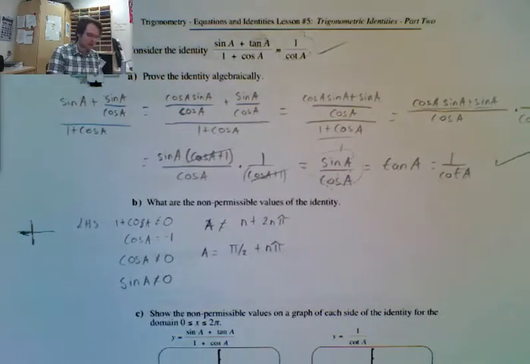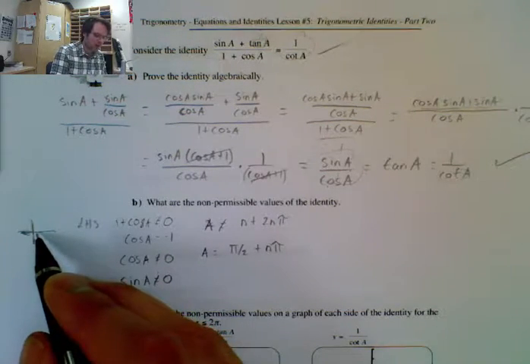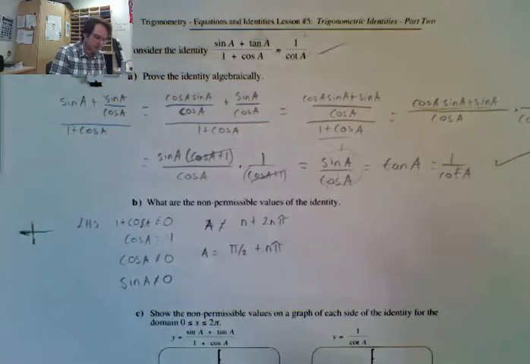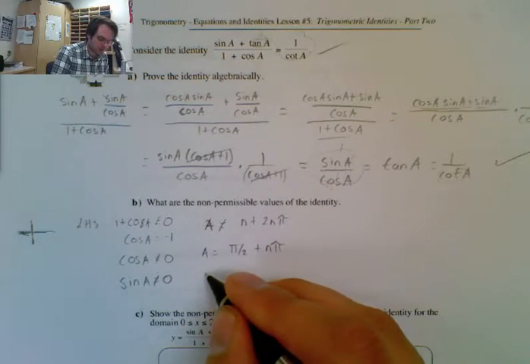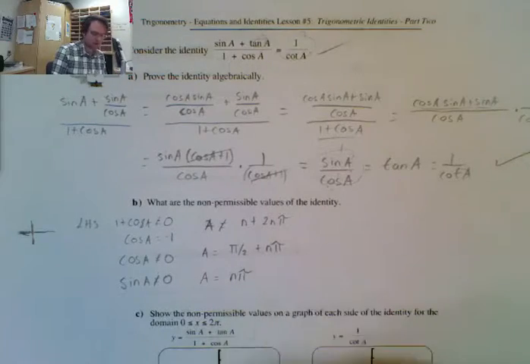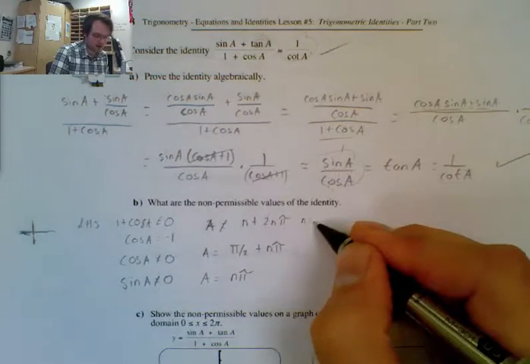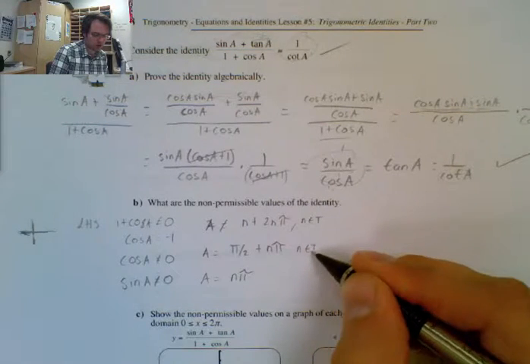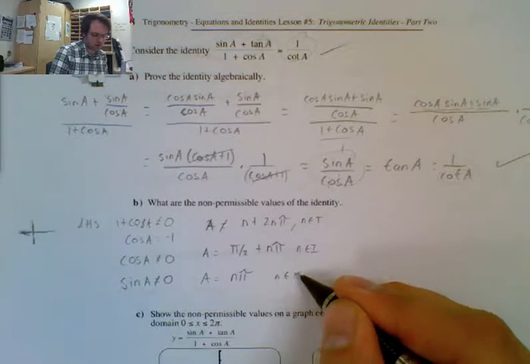Okay? So if I look at sine, where sine cannot equal 0, that's going to be both here and here. So in this case, it is just going to be A cannot equal n pi. And all of these, n is an element of integers, n belongs to integers.